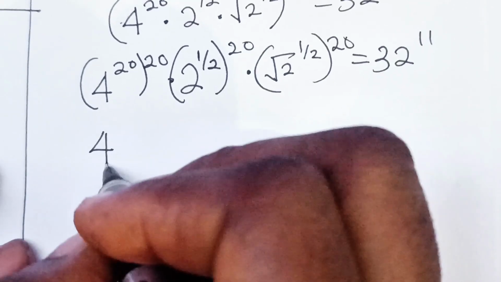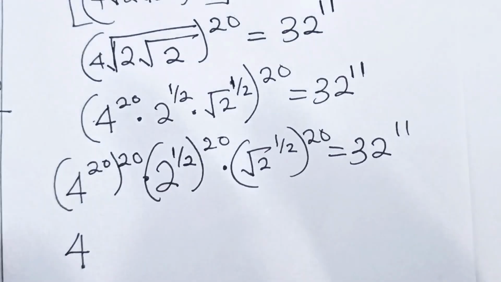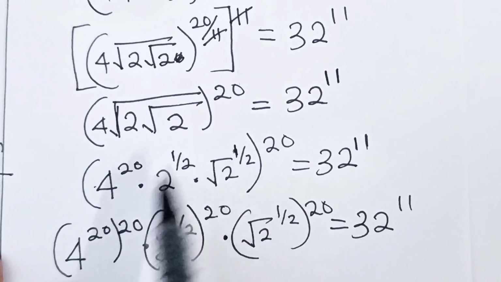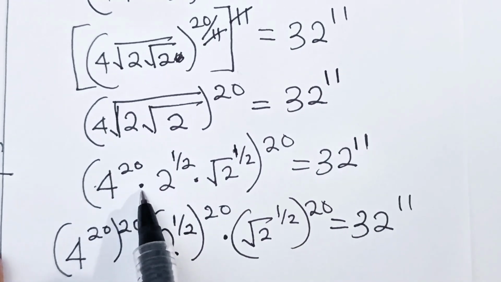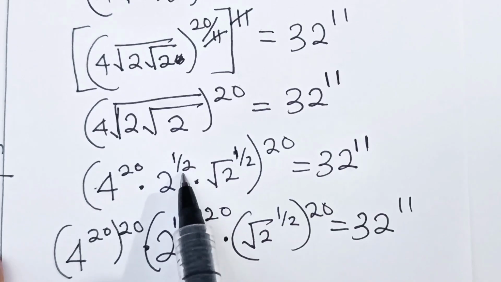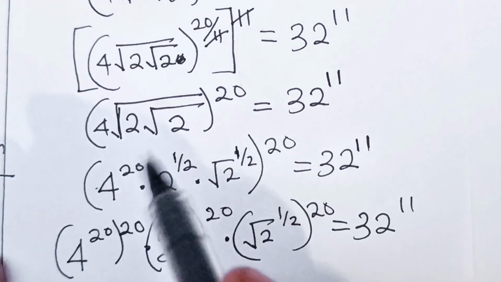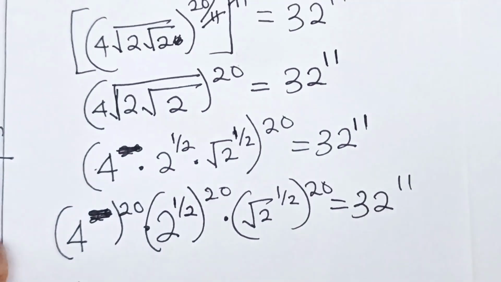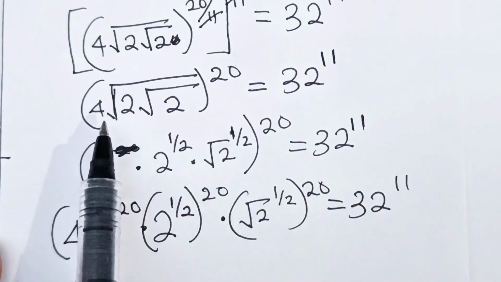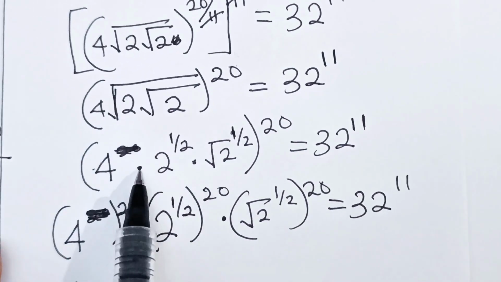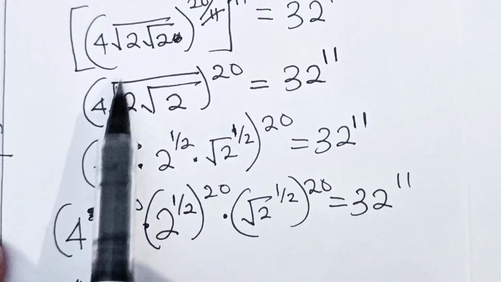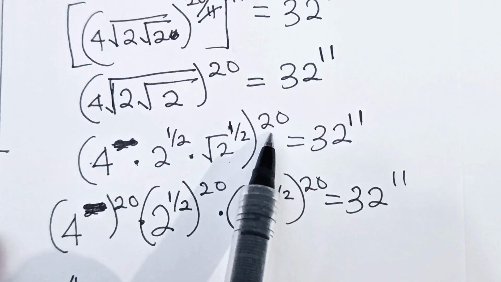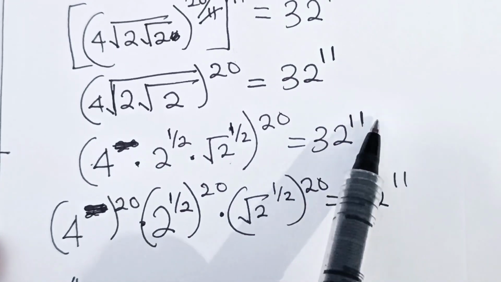So we have 4 to the power of, please let's go back, I'm sorry. Now this is same thing as 4 multiplied by 2 to the power of a half. I've already opened this bracket, so let me not open it here for now. Okay, I hope you understood what I did. So this is just 4 multiplied by 2 to the power of half multiplied by root 2 to the power of half, everything to the power of 20 is equal to 32 to the power of 11.